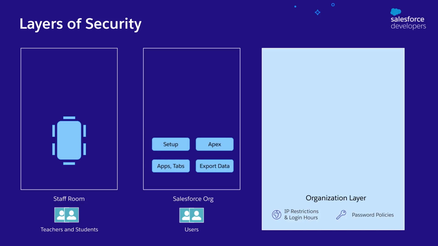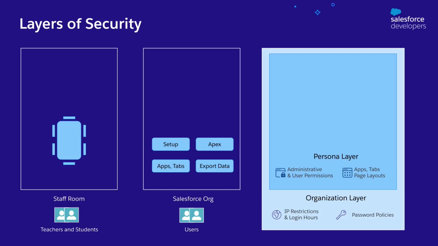In Salesforce, let's equate this to different features. For example, can a user access the Salesforce setup? Can a user create a new Apex class? Can a user export data? And so on. These are some of the many features that you can control users' access to. All of this comes under the next layer, which is the persona layer, which has the administrative and user permissions that define what a user can and cannot do. Things like app and tab access and page layout assignments also come under this persona layer.